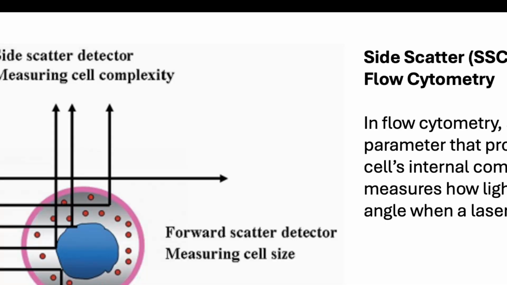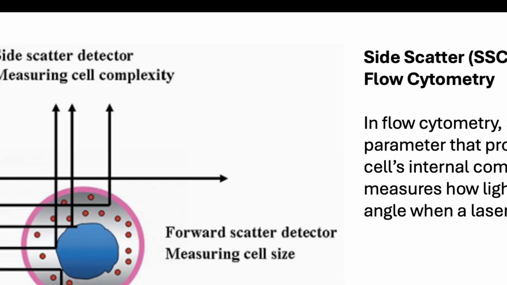Now, what are these different scatters that we see when a cell is passed through and detected in a flow cytometer? So, suppose this is a cell. Inside the cell there is a nucleus and there are granules present here.